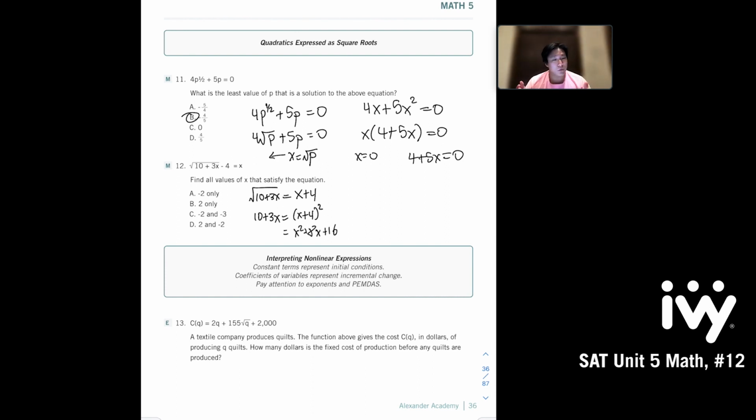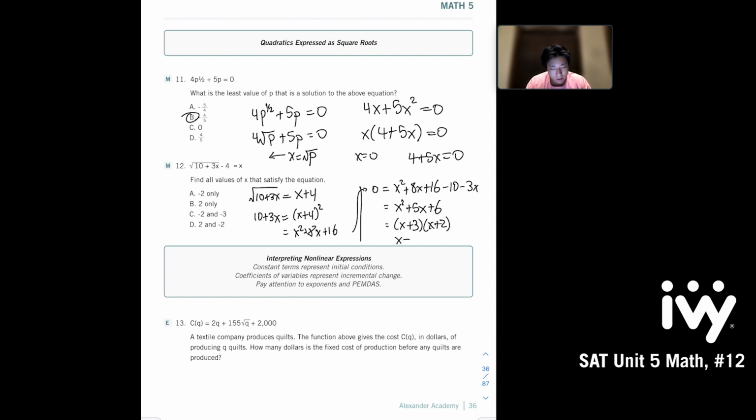Now, to set it equal to 0 and end up factoring for x, we're going to go ahead and subtract 10 plus 3x on both sides so that we get left with 0 is equal to x squared plus 8x plus 16 minus 10 minus 3x, which allows us to simplify this to x squared plus 5x plus 6, which we can then factor to x plus 3 times x plus 2.